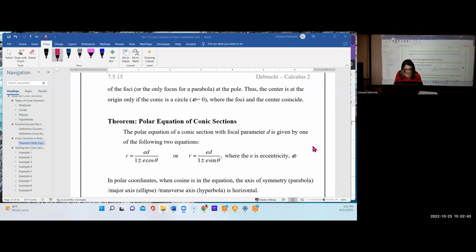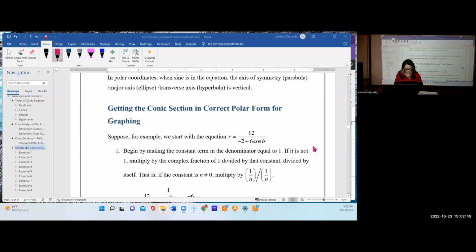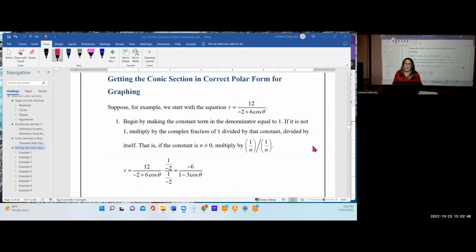And when we're looking at this, we can now determine how to find it in working form. So what I'm going to do is start with an example, 12 divided by -2 plus 6 cosine of theta, and we want to put it in working form. So I'm going to go through the steps that I use in order to get these polar conic sections into working form. Remember, working form must have a positive 1 in the denominator as the first term.